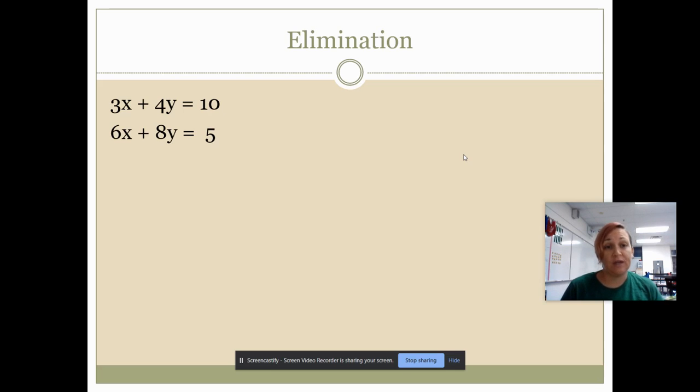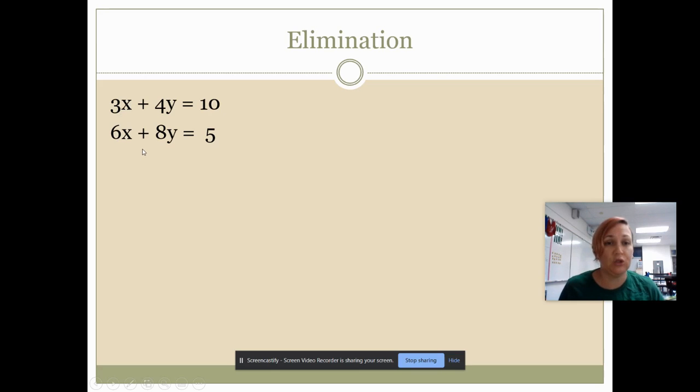To do elimination, I need one of my variables to have the same coefficient, but different signs. And so in this problem, it's equally easy to eliminate your x or your y. I'm going to just focus on the x because it's written first. No special reason why. And so looking at my x's, I have a 3 and a 6. And I can very easily change a 3 into a 6. All I have to do is times it by 2. But I want it to be a negative 6 because a positive 6 and a negative 6 would cancel.